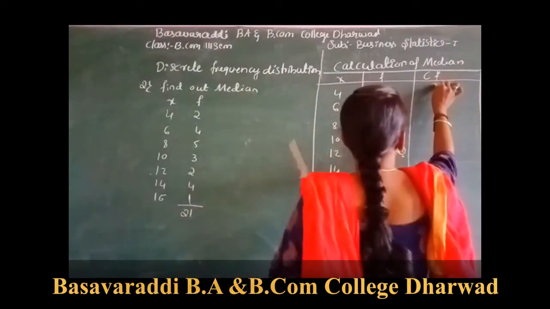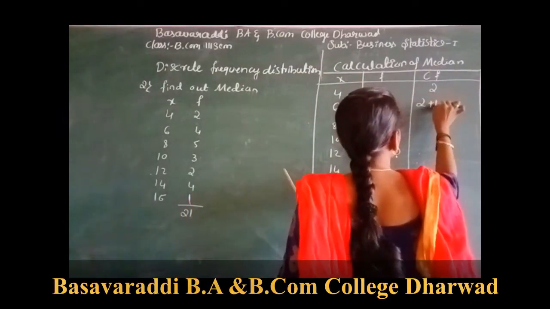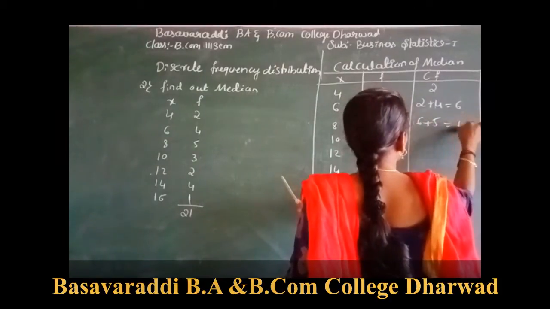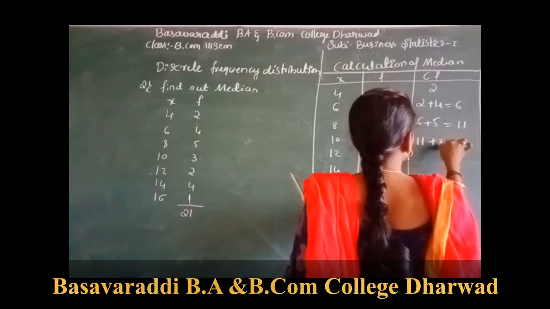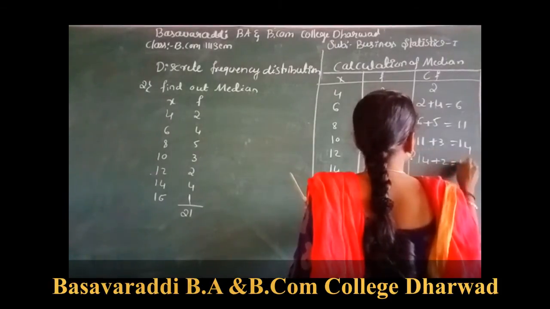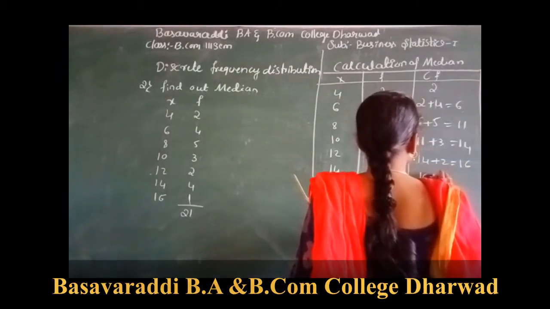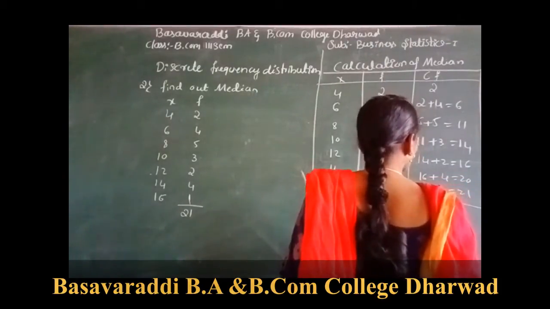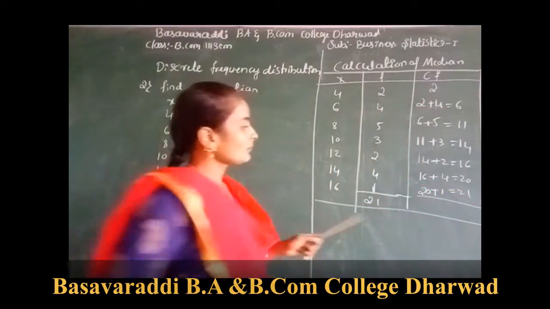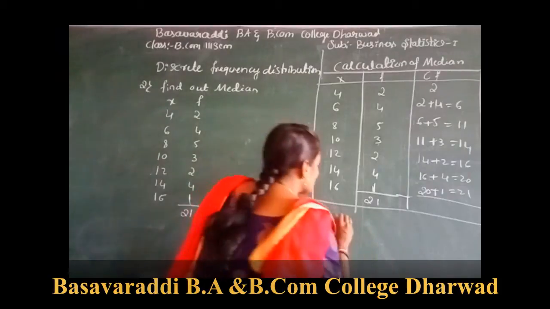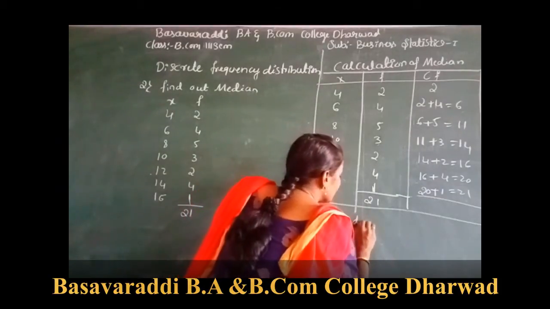2, 2 plus 4, 6, 6 plus 5, 11, 11 plus 3, 14, 14 plus 2, 16, 16 plus 4, 20, 20 plus 1, 21. Okay. Next step is calculation of median.